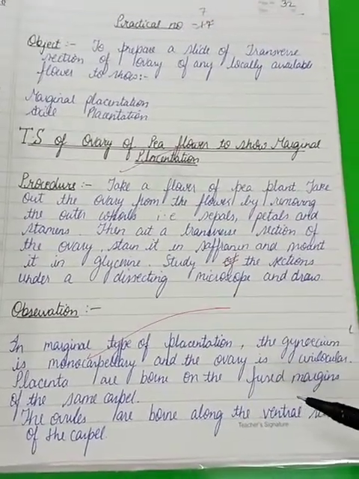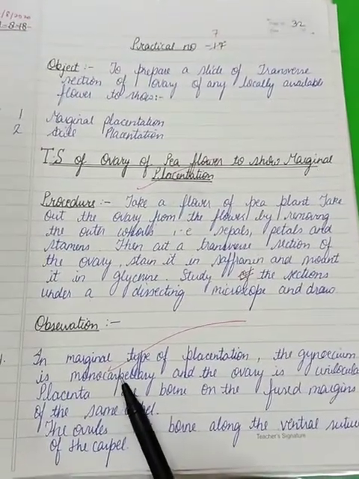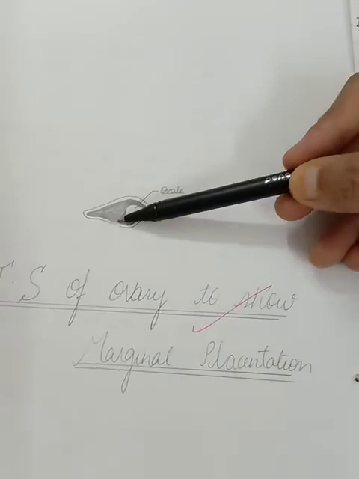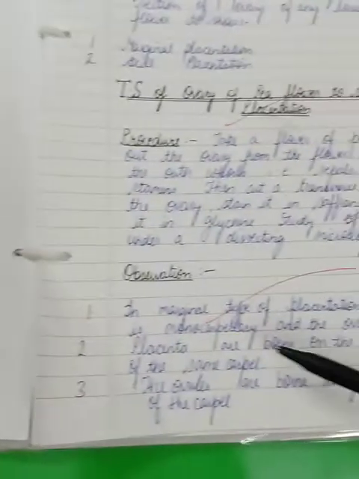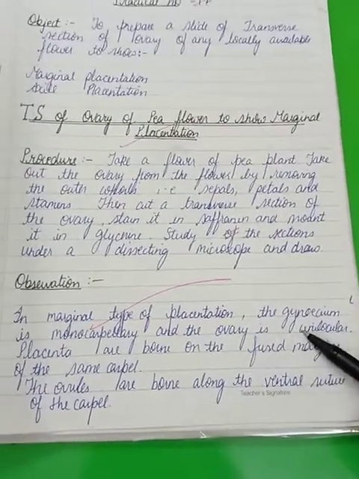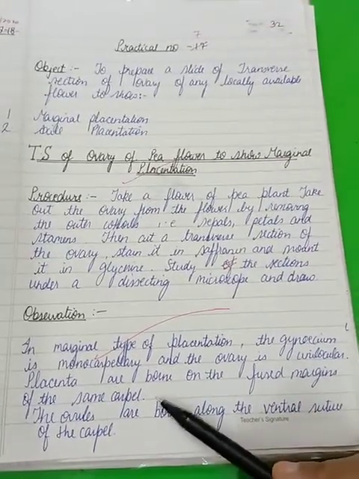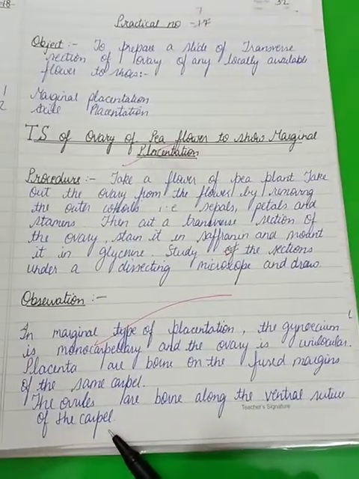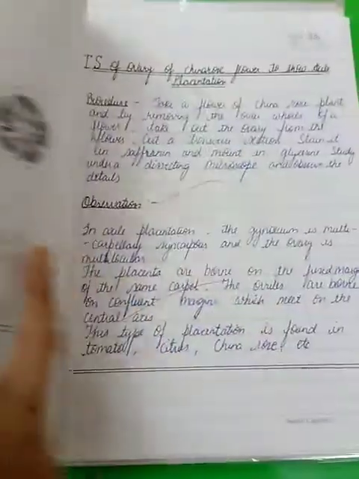Observation. What will be your observation? In marginal type of placentation, the gynoecium is monocarpellary. I told you, children, as many the number of compartments, so is the equal number of carpels. So here it is one locule, therefore it will be one carpel, and we call it monocarpellary. Ovary is unilocular. Placenta are borne on the fused margins of the same carpel, and ovules are borne along the ventral suture of the carpel. So this will be your first, that is the marginal placentation.